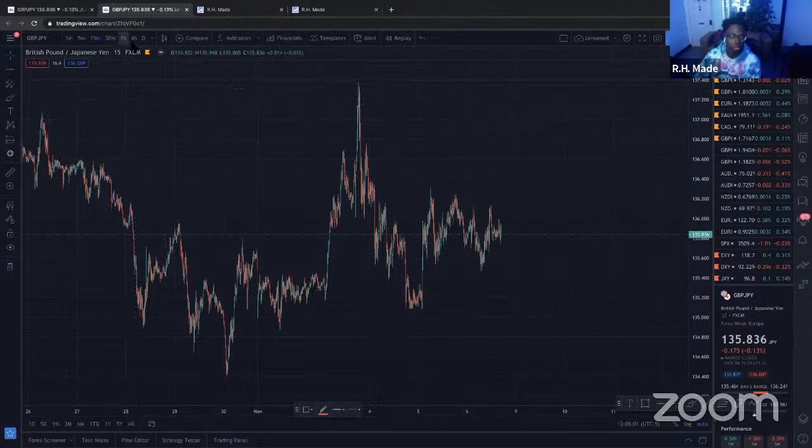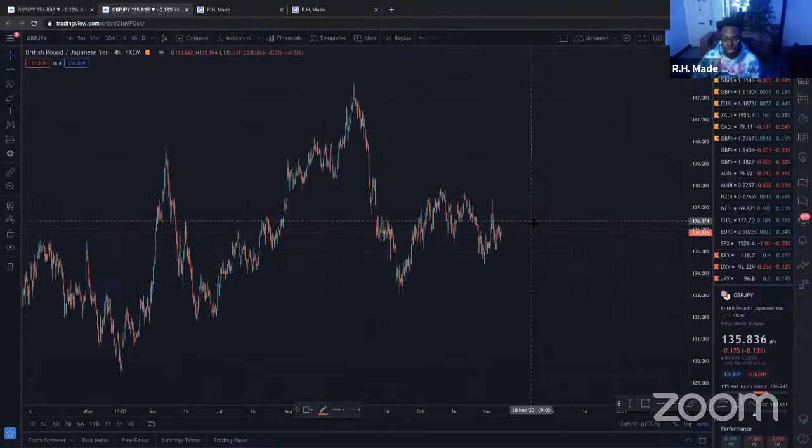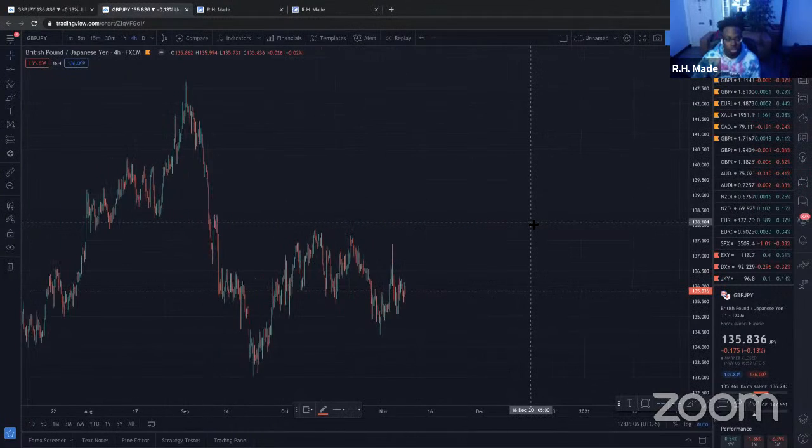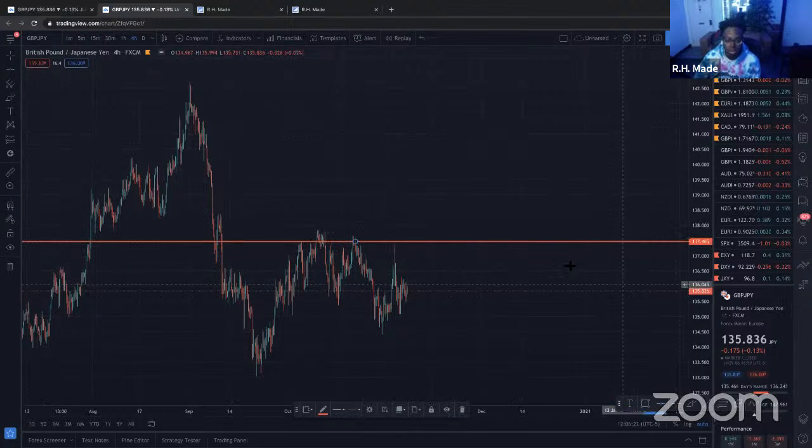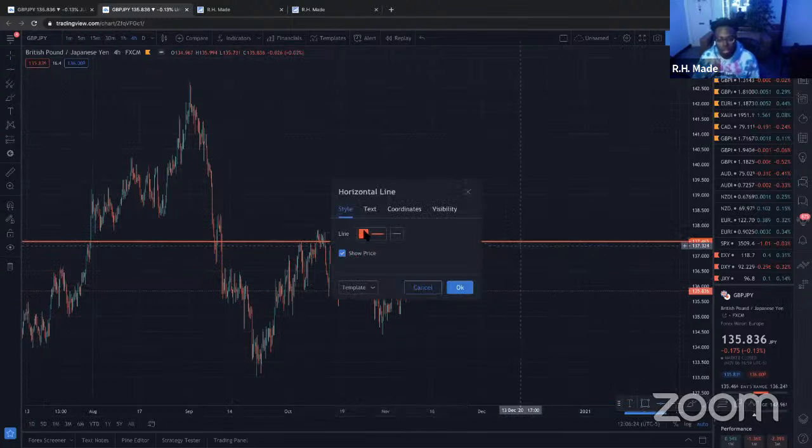I start from the 4 hour to get an overview of what the overall pair is actually doing. As you can see, overall downtrend in September. Now we're just kind of ranging out. So I can just put a line right here at 137.500. That would be a mid level. 137.500 mid level.